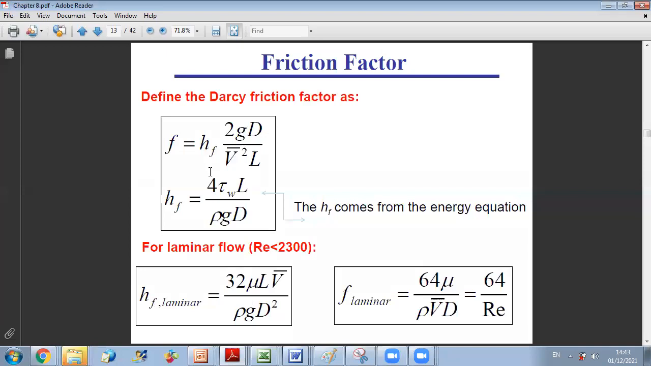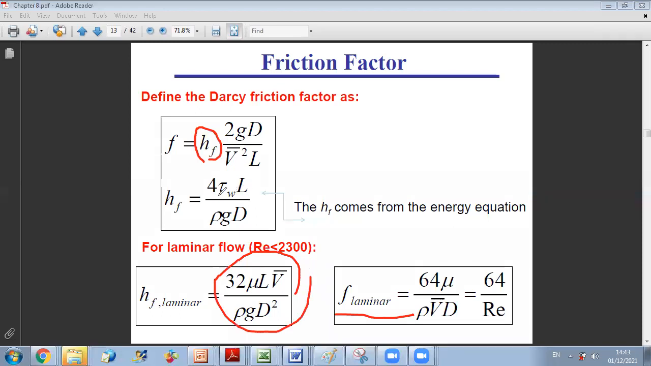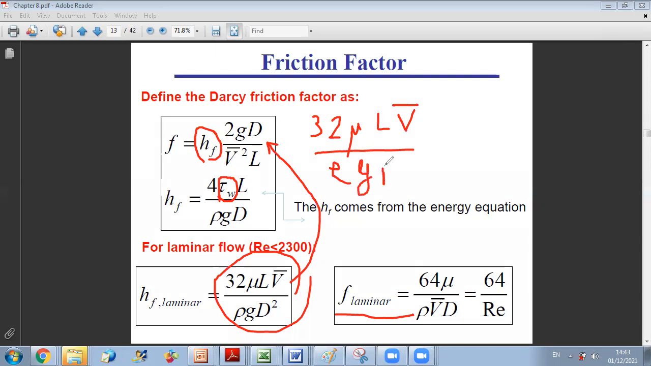So we were talking about how to get the expression of the friction factor for the laminar case. All you have to do is to replace HF by its expression, which is calculated based on the analytical solution for the velocity profile. So if I replace here, I get 32 times mu times L times V bar over rho g D squared, times 2gD over V bar squared times L.